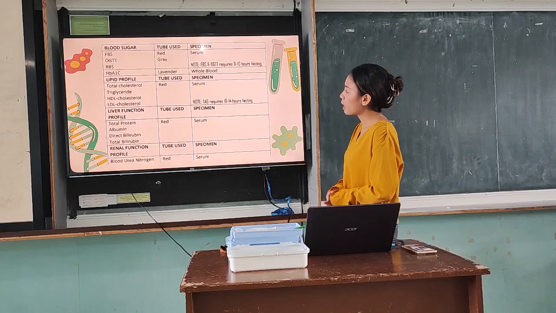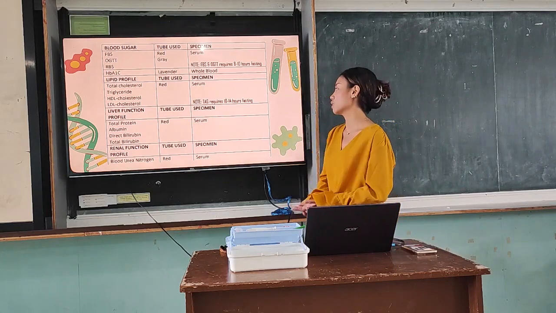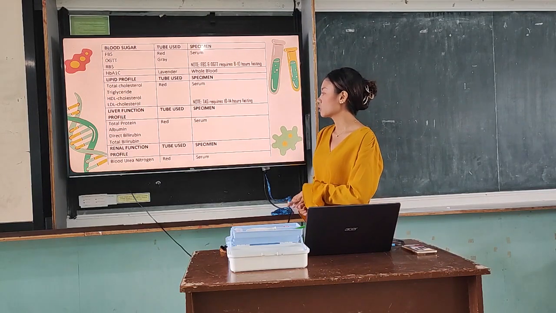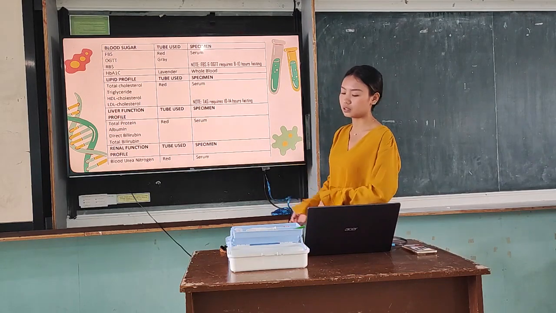So, liver function profile, we have tube use again is red, specimen serum. For renal function profile, such as blood urea nitrogen test, we have again red and specimen serum.